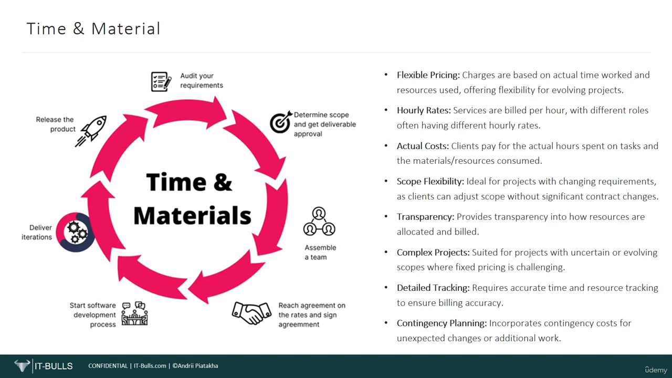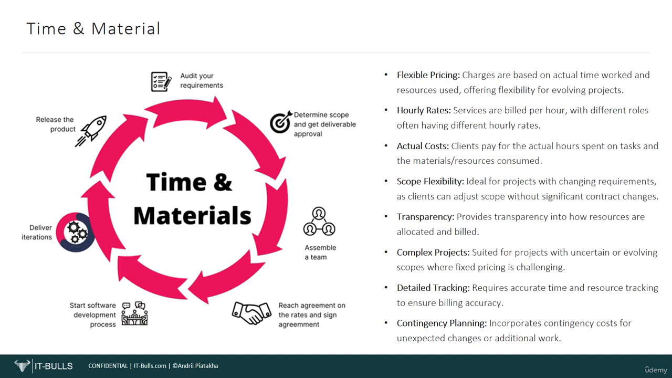In a time and material billing model, we have time. The service provider charges based on the amount of time spent working on a project. This is typically measured in hours or days. Material. The provider also charges for any materials, resources, or expenses incurred during the project, such as software licenses, equipment, or supplies.